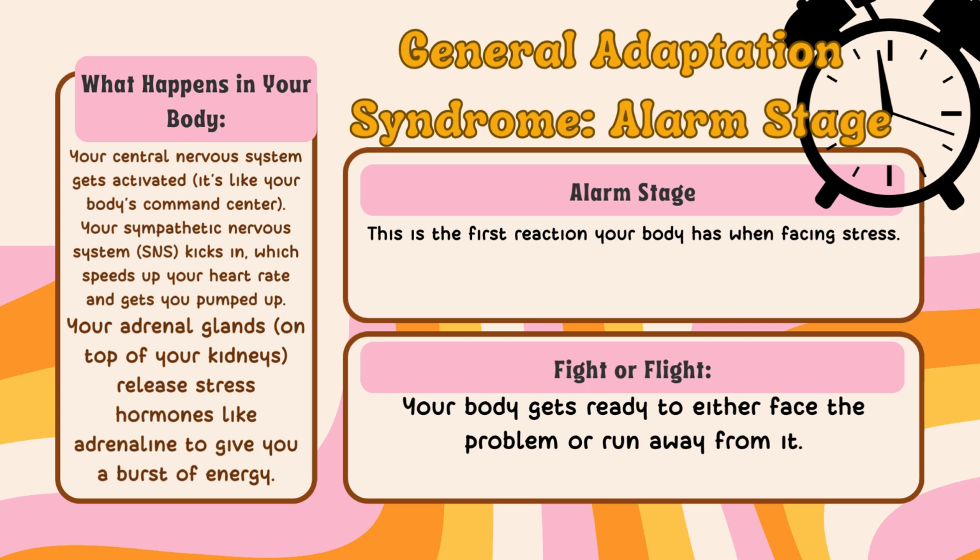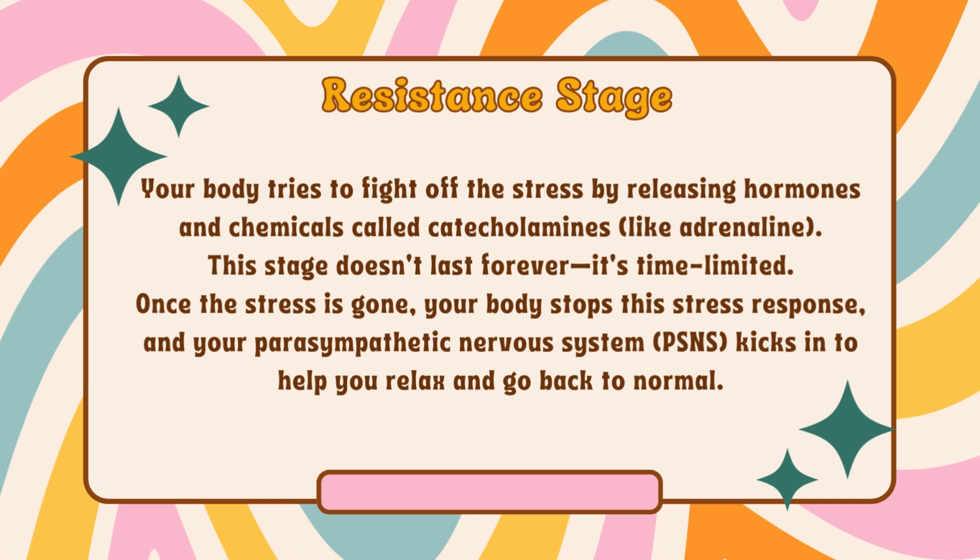So what really happens in your body during this stage? Your central nervous system gets activated, and your sympathetic nervous system kicks in and speeds up your heart rate, and your adrenal glands release hormones like adrenaline. So the resistance stage is when your body tries to fight off the stress by releasing hormones like we just talked about, like adrenaline.